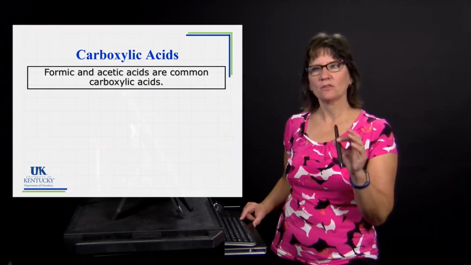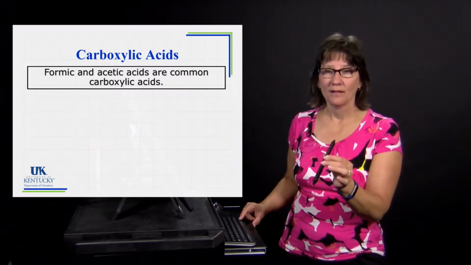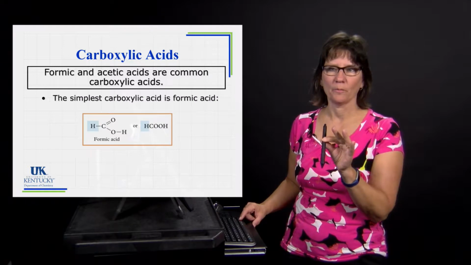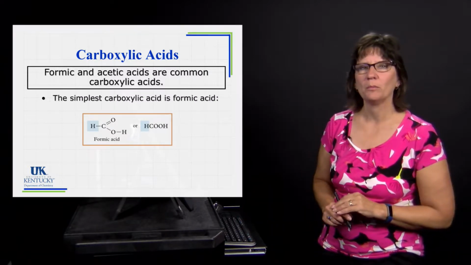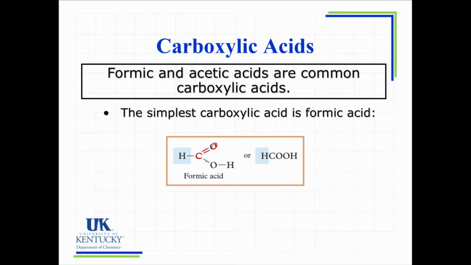The simplest carboxylic acid only has the carbon associated with the C double bond O, okay? So the simplest one would be formic acid. So you notice that we've got the C double bond O, the OH, and we have no other carbons. That's formic acid. This would be the simple way to represent that.